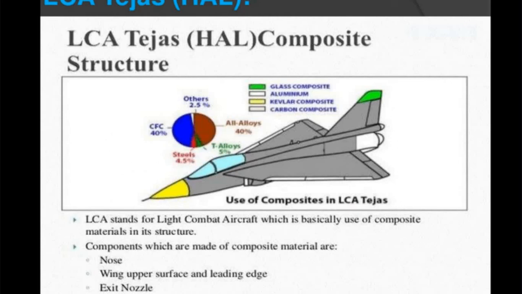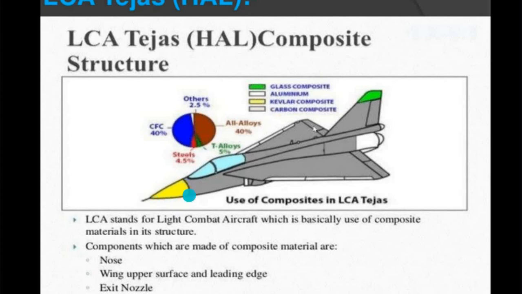So this is the Tejas supersonic aircraft, designed by HAL. It's a basic composite breakdown of this aircraft. 40% is the main material, and steels are used at 4.5%. CFC is a carbon fiber composite material, and steels are used at 4.5%. Titanium alloys are used at 5%, because it's the main point for temperature, so titanium alloys are used there.